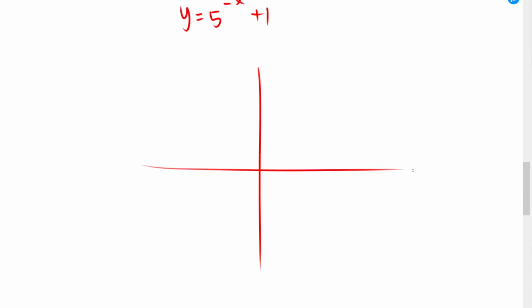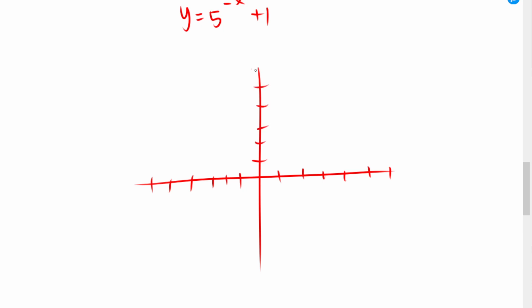So first, let me draw a little graph. Okay, so the parent graph of 5 to the x is like so. We always start at 0, 1, and then we go up 5, so 1, 2, 3, 4, 5, over 1, and then over to negative 1, 1/5. So our parent graph is going to look something like this.